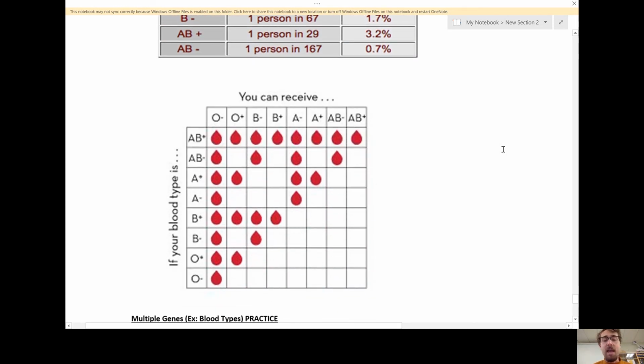Here, you just have a chart showing what you can give and what you can receive. So if you are O negative down at the bottom, you can only receive O negative blood. But if you're AB positive, you can receive blood from anyone. So we have the universal donor, and we have the universal acceptor.